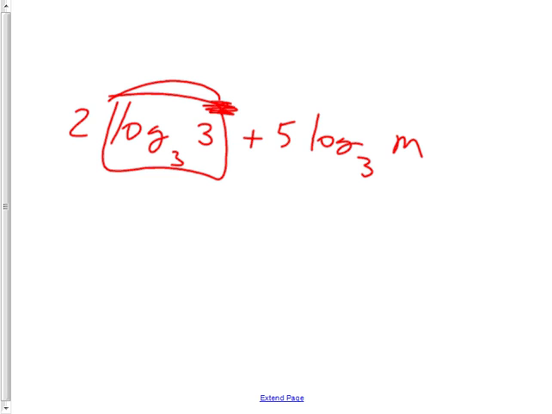All right, and then the last thing is base changes. Log base 3 of 7. What if I don't like base 3? What if I want to make it base 9? Would everybody please change this to base 9? I'll give you a hint. It's the way you'd put it in the calculator.